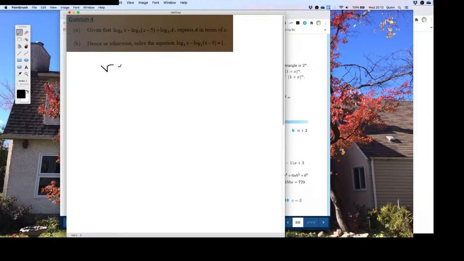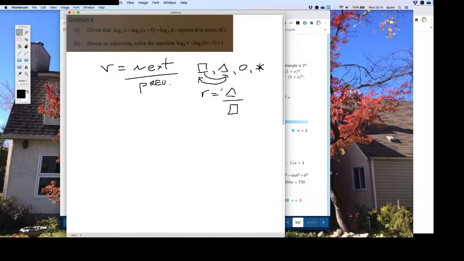The ratio for you guys is always next divided by previous. Use this, you guys. It guarantees you that if they give you some weirdo thing like square, triangle, circle, star, and they ask you what the common ratio is, even if you don't know anything, it should always be this guy's next divided by his previous guy here. That's how you find the common ratio. That's the easiest way to do it.